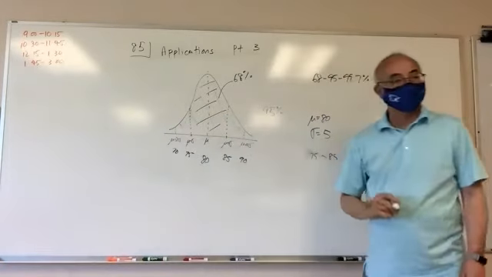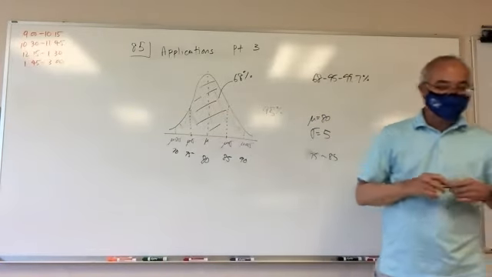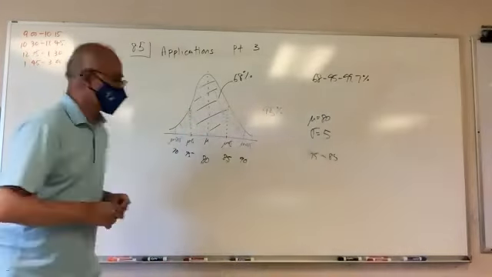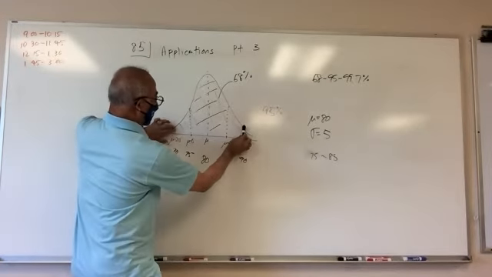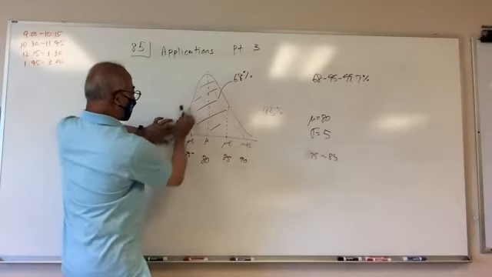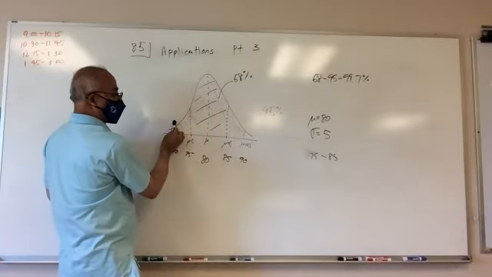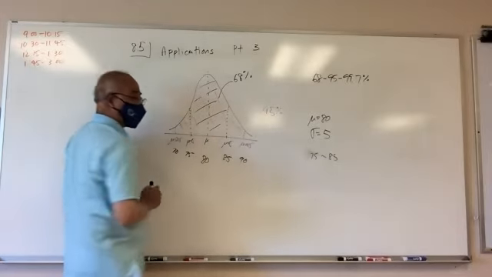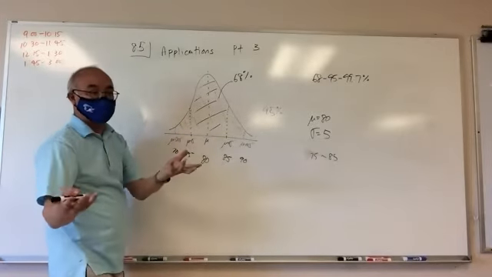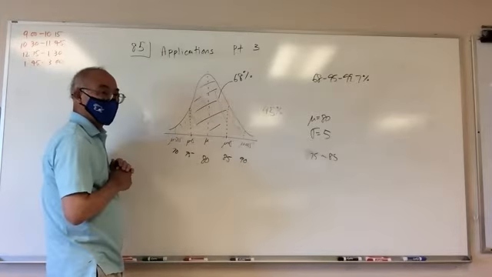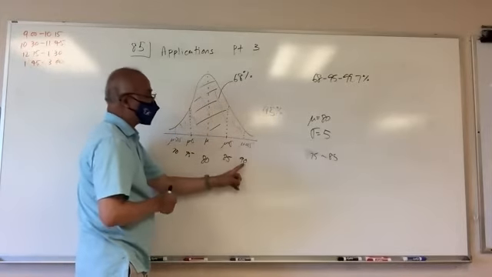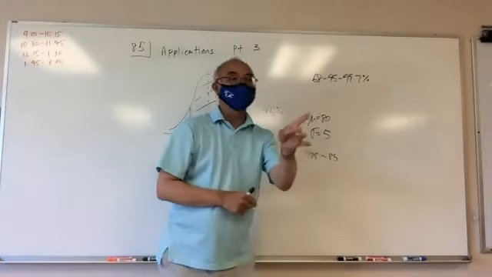How many people got above 90? Greater than 90? Since this is 90 right here, I know from here all the way to here is what percent? 95%, right? Which means that the other 5% must be on these two tails over here. So to be half of that, greater than 90 would be 2.5%.